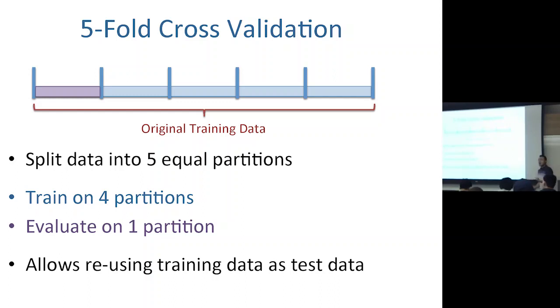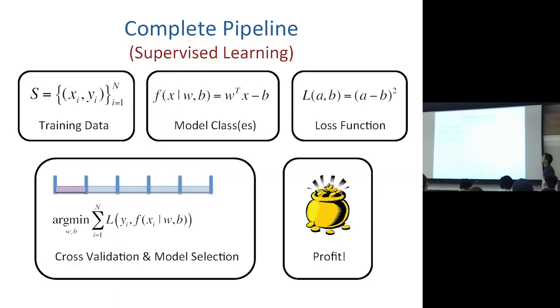Okay, so let's just summarize. This is a complete pipeline. Training data, in this case supervised learning, with the label, we have a feature representation of inputs. We pick a model class, in this case linear, maybe multiple model classes like quadratic or cubic. We define a loss function. We do some sort of model selection, since we have multiple model classes, and then we profit.